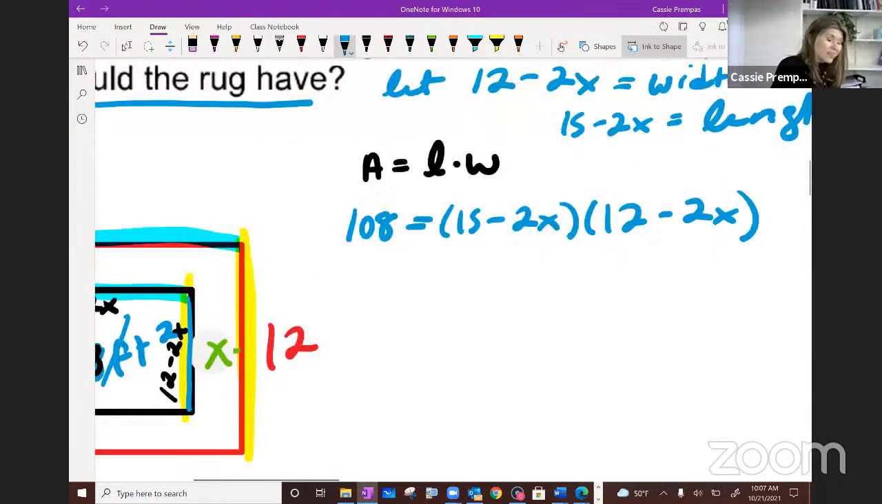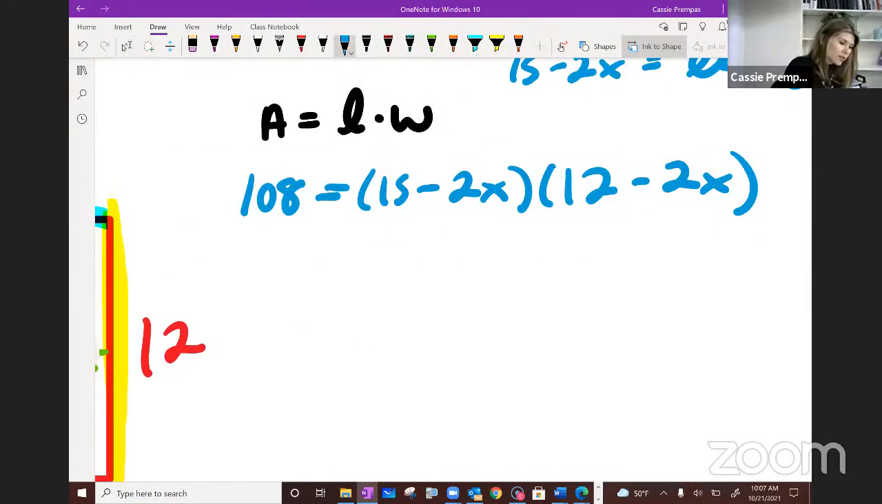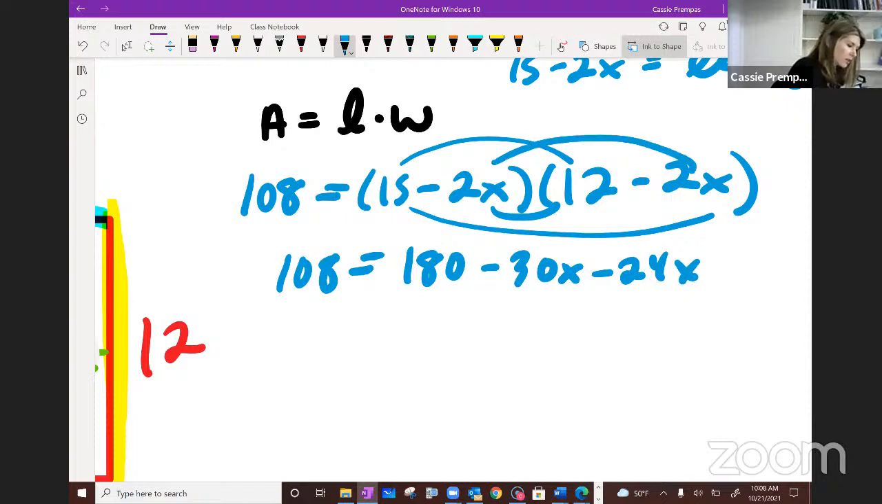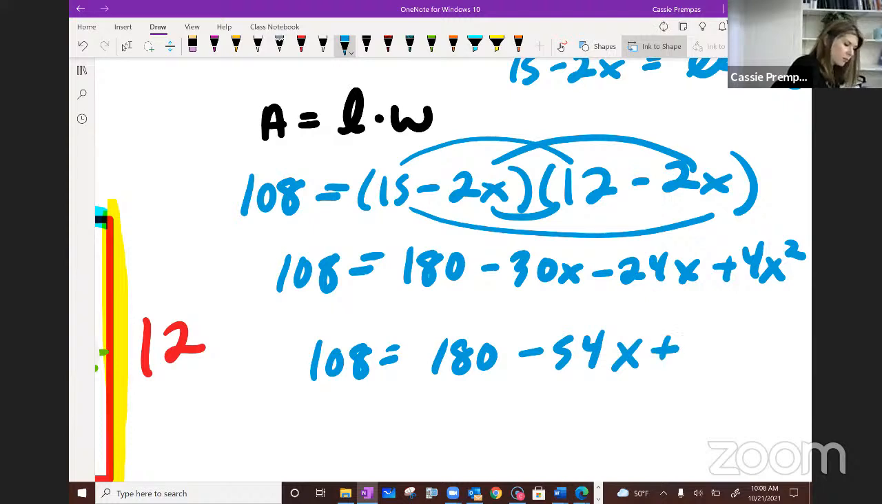Okay, how do we solve this? This is a quadratic because I'll have x times x. So I have to think about what methods I know to solve a quadratic. The first thing I'm going to do is multiply this out. So 15 times 12 gives me 180. That would be first times first. Outside times outside would give me negative 30x. Inside gives me negative 24x. Last gives me positive 4x squared. I can combine those two like terms to be negative 54x plus 4x squared.